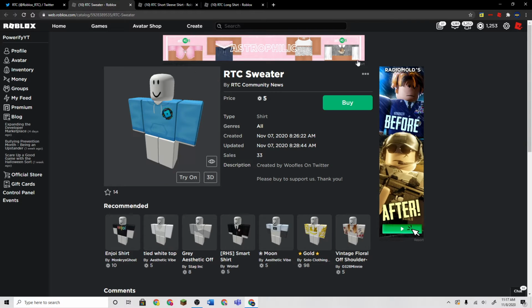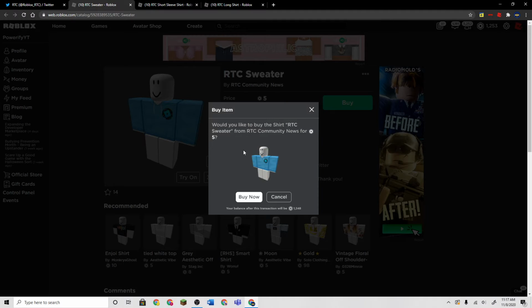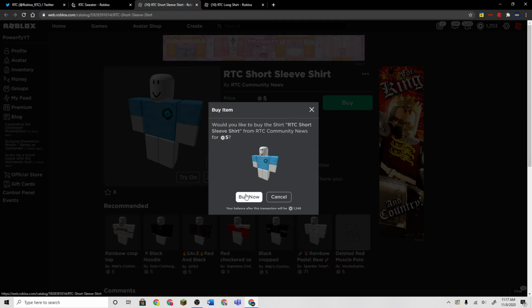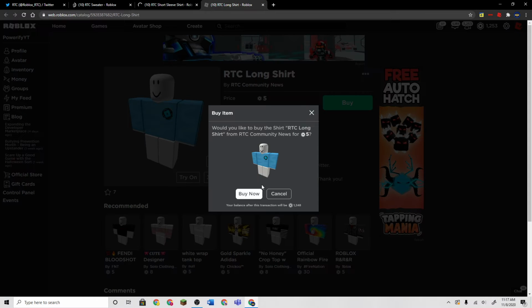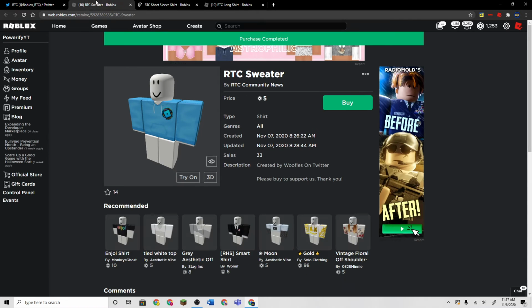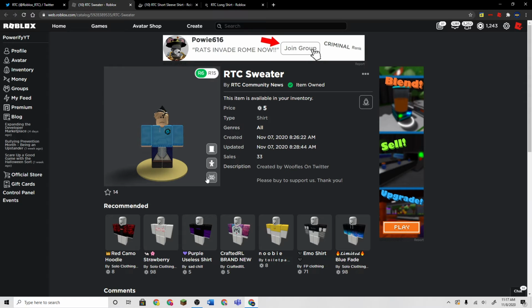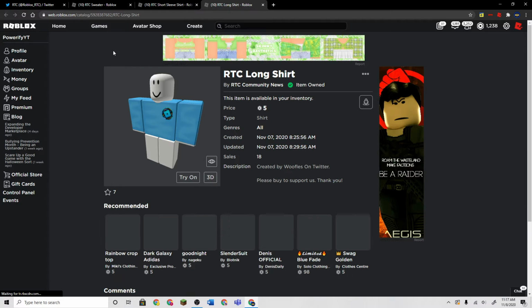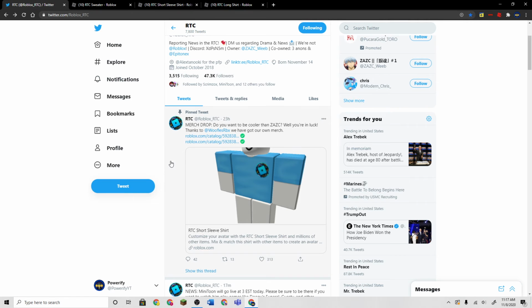Okay, so I have some Robux. Well, I got a lot of Robux to spare for now, so we can just buy all of these. And also, do not re-upload these shirts because I can tell they work really hard on it. Apparently, some people have been re-uploading their shirts, and they're kind of mad about that.